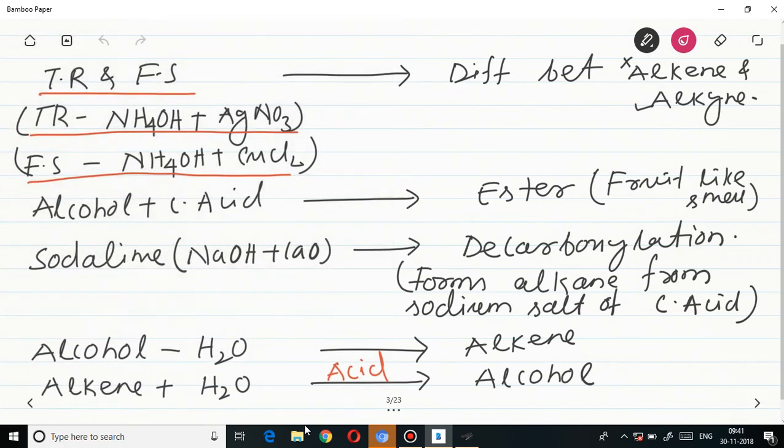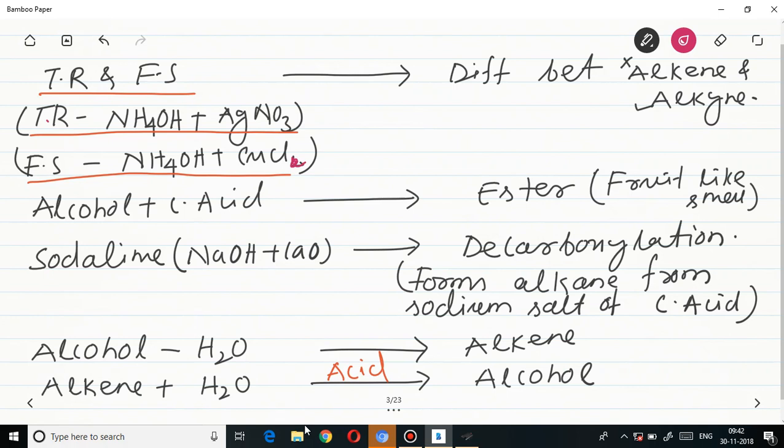Now the next one is, I have written TR over here. TR means Tollens reagent. FS means Fehling's solution. So what is Tollens reagent? Tollens reagent is ammoniacal silver nitrate, that means ammonium hydroxide plus silver nitrate. And Fehling's solution is what? It is ammoniacal cuprous chloride. So this means NH4OH plus CuCl.